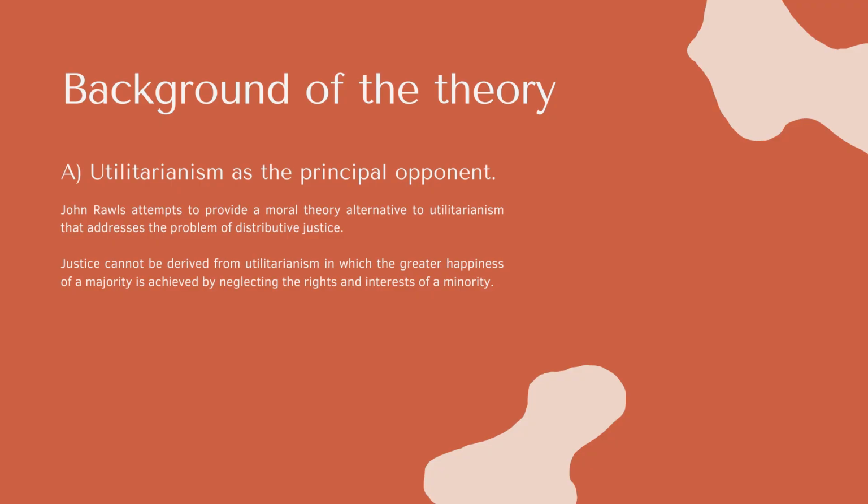In the background of the theory propounded by John Rawls, he used utilitarianism as the principal opponent. He attempts to provide a moral theory alternative to utilitarianism that addresses the problem of distributive justice. His view is that justice cannot be derived from utilitarianism, in which the greater happiness of a majority is achieved by neglecting the rights and interests of a minority. He opposes classical utilitarianism, which generally holds that the morally right action is one that maximizes happiness and minimizes unhappiness.